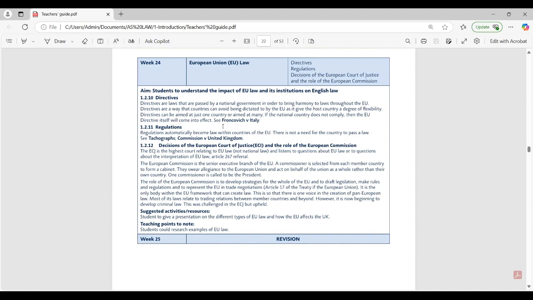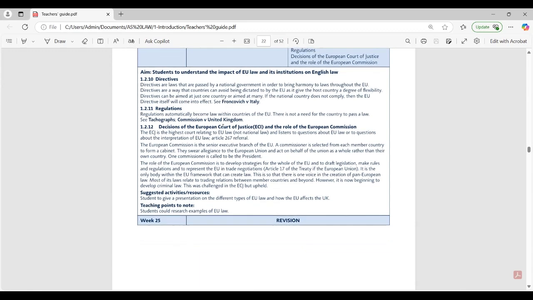And you may have to answer a question such as, what are the effects of leaving the EU? What happened after Brexit in 2020? What are the advantages and the disadvantages? Or was the UK able to get back its lost parliamentary sovereignty by leaving the EU? So such types of questions you may have to answer under this topic.